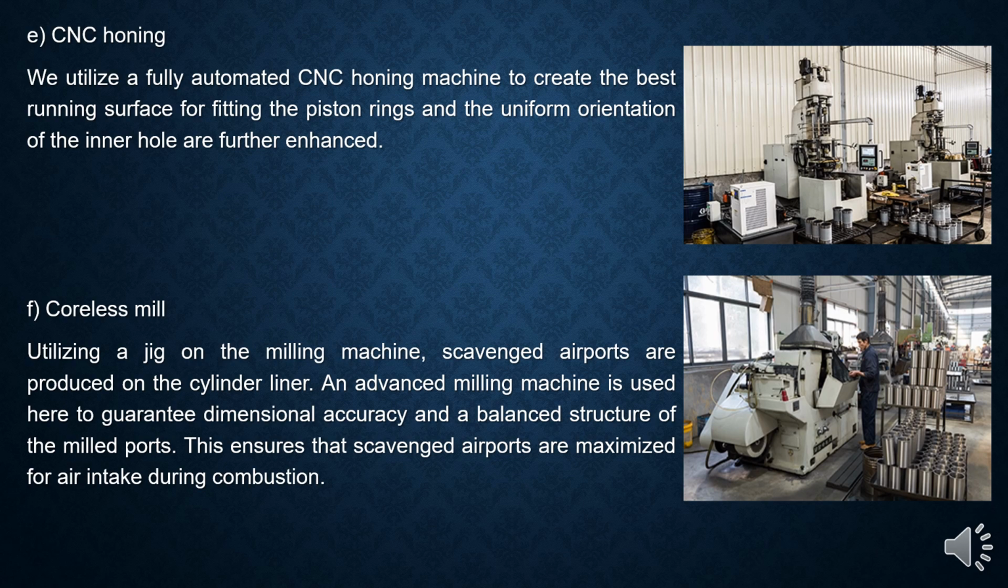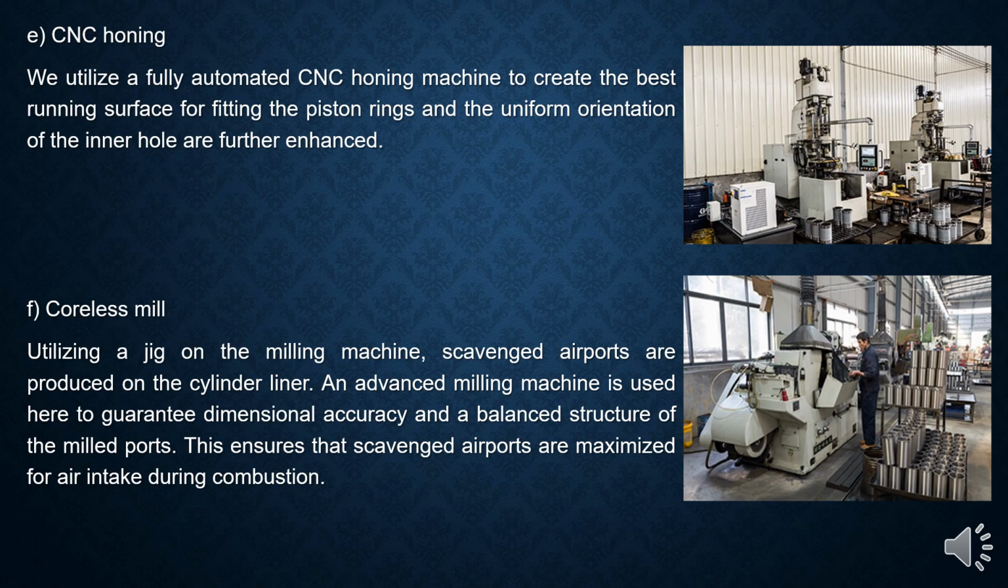Next is CNC honing. We utilize a fully automated CNC honing machine to create the best running surface for fitting the piston rings and uniform orientation of the inner hole. So the CNC honing machine is used to create the best running surface along the length of the cylinder liner, also for fitting the piston rings.